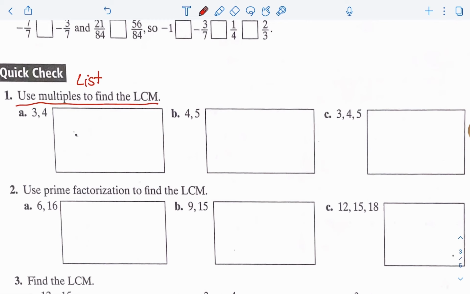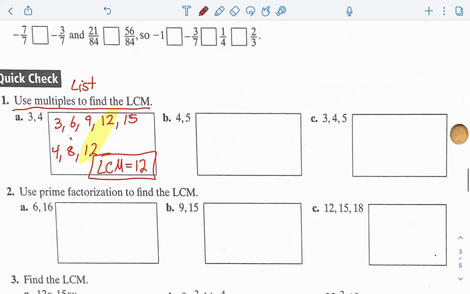So between 3 and 4. So we're going to count up by 3's. 3, 6, 9, 12, 15. And I'm going to stop. Okay, I'm going to stop there for now. Then I have 4, 8, 12. Ding, ding, ding. I have a winner, right? That's the smallest number. So the LCM is going to equal 12.